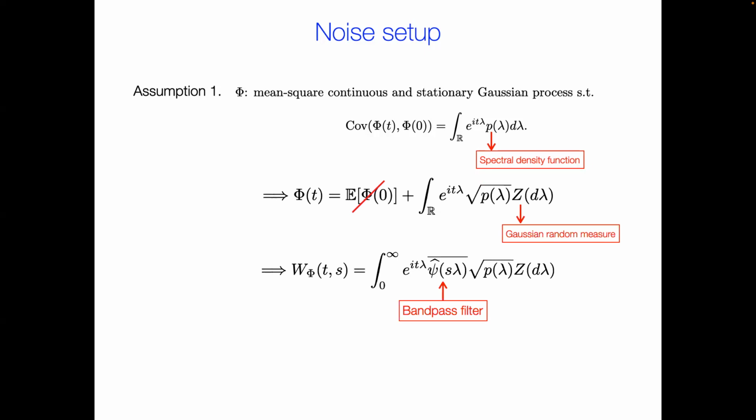And you can show that the random process can have this spectral representation, square root of p times z, which is a Gaussian random measure. And now you have the wavelet transform, which is nothing but the band-pass filter version of phi. Very easy to see. So this is our assumption. We will put assumptions on psi and p in a bit.